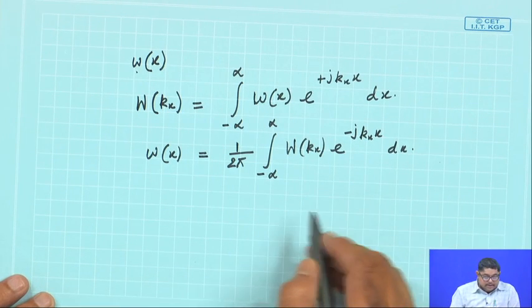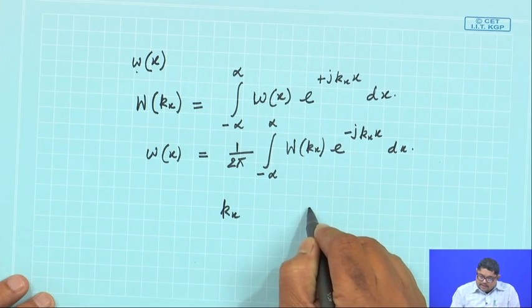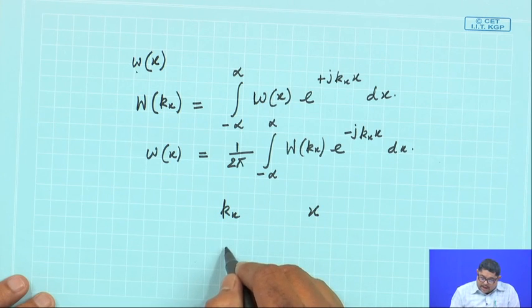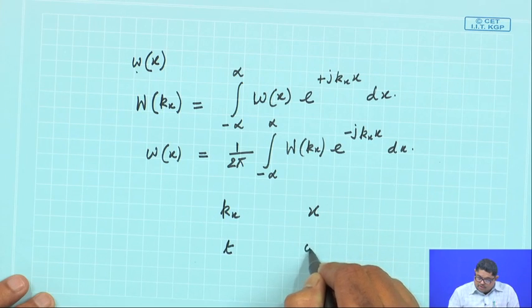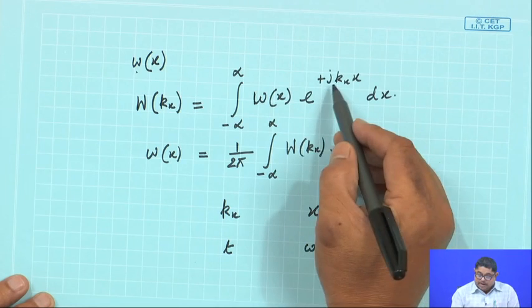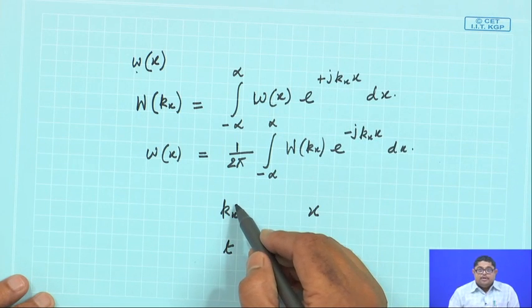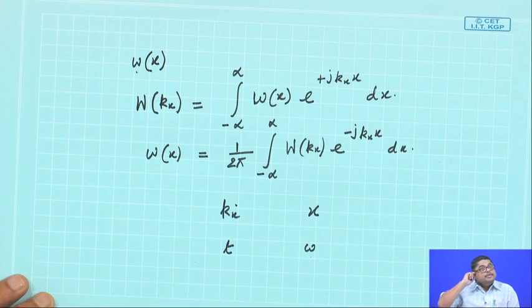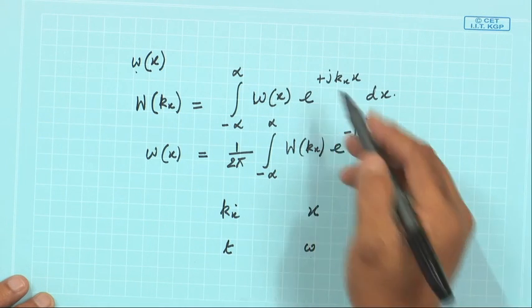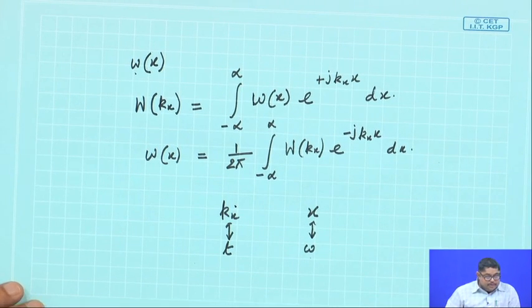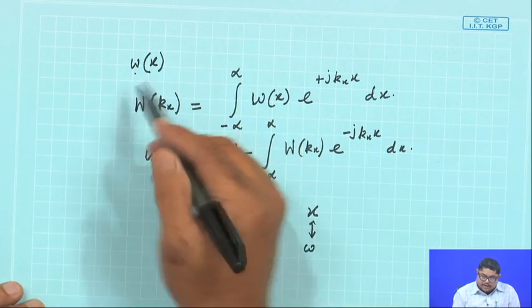So, I can say that the variables kx and x in the spatial transform follow the same role as t and omega in time signals Fourier analysis. Please remember that t is not equivalent to x because of this choice. t corresponds to kx and omega corresponds to x. This will have a profound implication, but because of our choice, generally this is the equivalence between the two. Okay. So, this is a one dimensional Fourier transform.